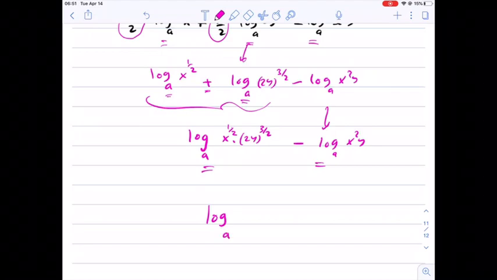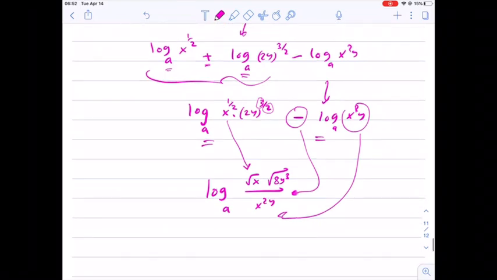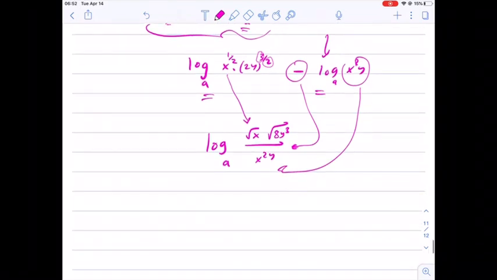And then we still have two logs with the same base, so we can write them as a single log, and subtraction becomes division using property 2. So this is square root of x, square root, because this is the index, of 8y cubed. I distributed the cube over 2y, and in the denominator we have x squared y.